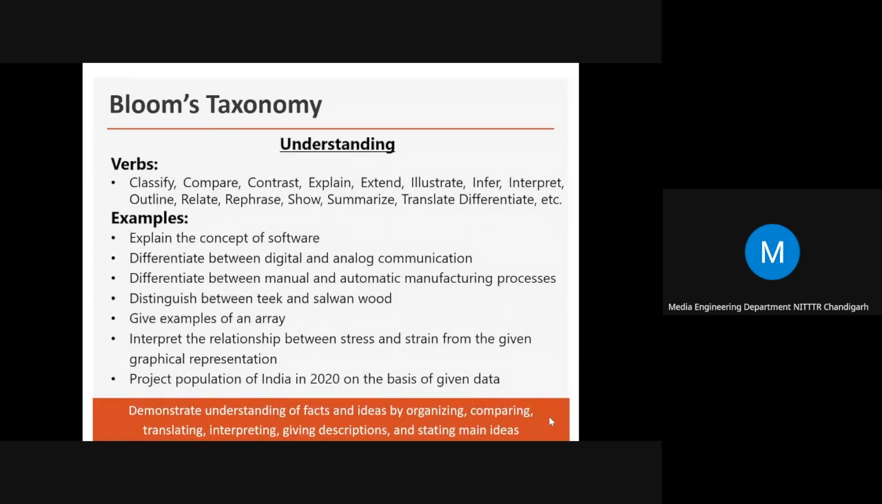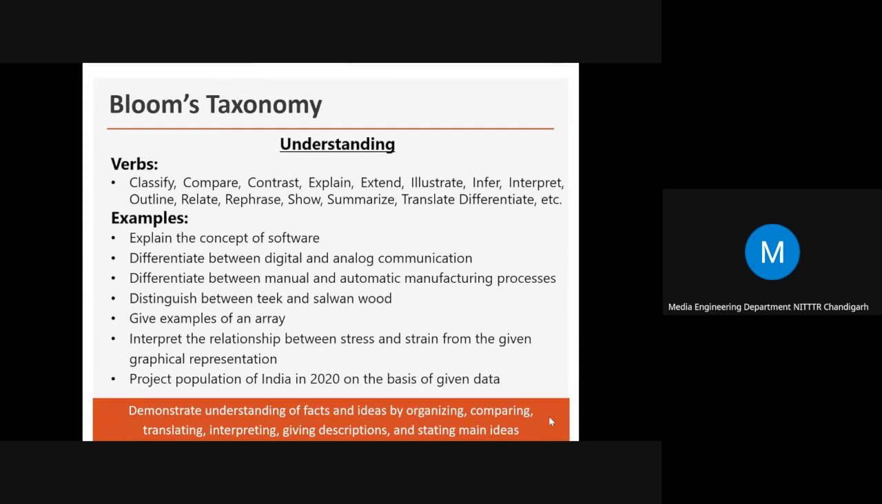Similarly, these are the action verbs for the second level, understanding level: classify, compare, contrast, explain, and examples. You can see explain the concept of software, differentiate between digital and analog communication, and other such examples.